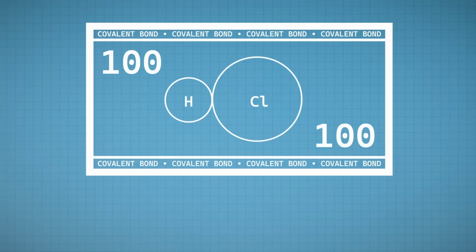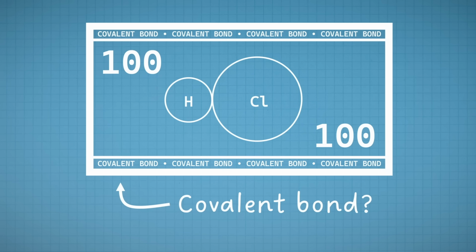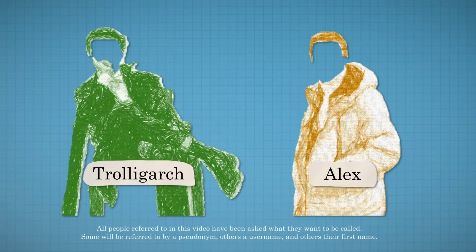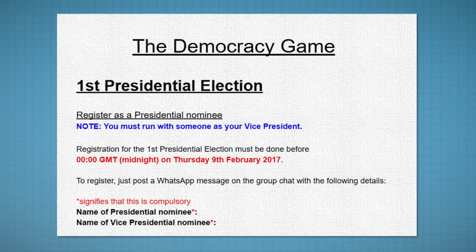I was in chemistry class, learning about covalent bonds or something, I don't remember, when I approached one of my classmates, let's call him Alex for privacy reasons, with an idea. I wanted to start a game where we, the students, elected a democratic government with a president and a vice president. This was how it was going to work.